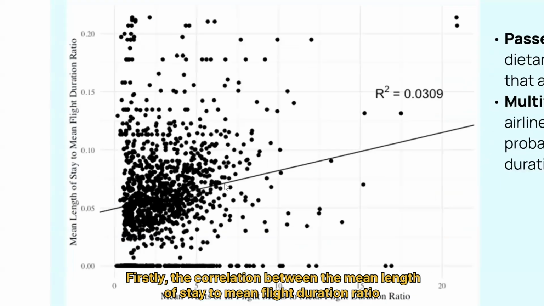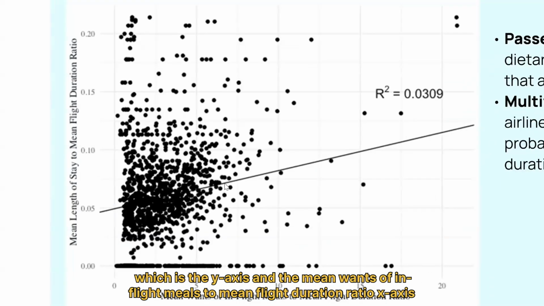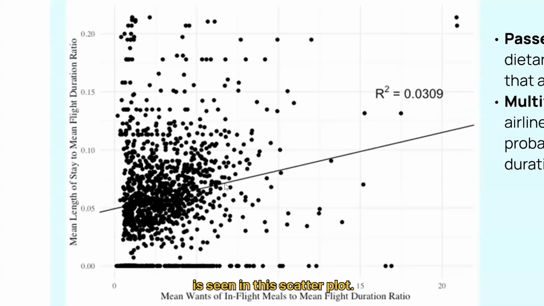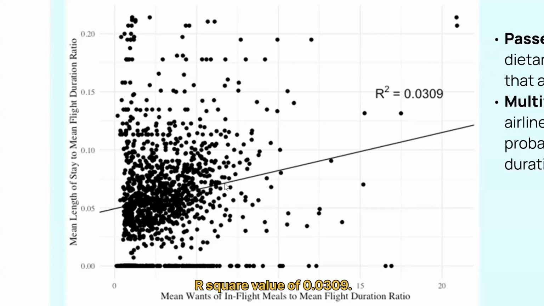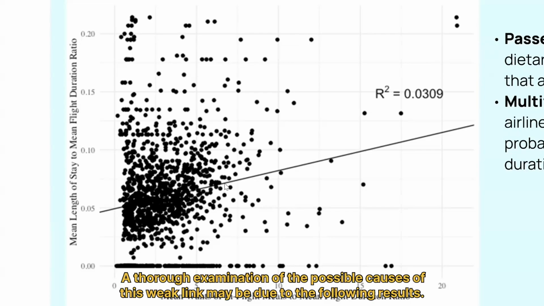Firstly, the correlation between the mean length of stay to mean flight duration ratio, which is the y-axis, and the mean ones of in-flight meals to mean flight duration ratio, x-axis, is seen in this scatter plot. These two variables appear to have a very weak positive association as indicated by the R-square value of 0.0309. A thorough examination of the possible causes of this weak link may be due to the following reasons.